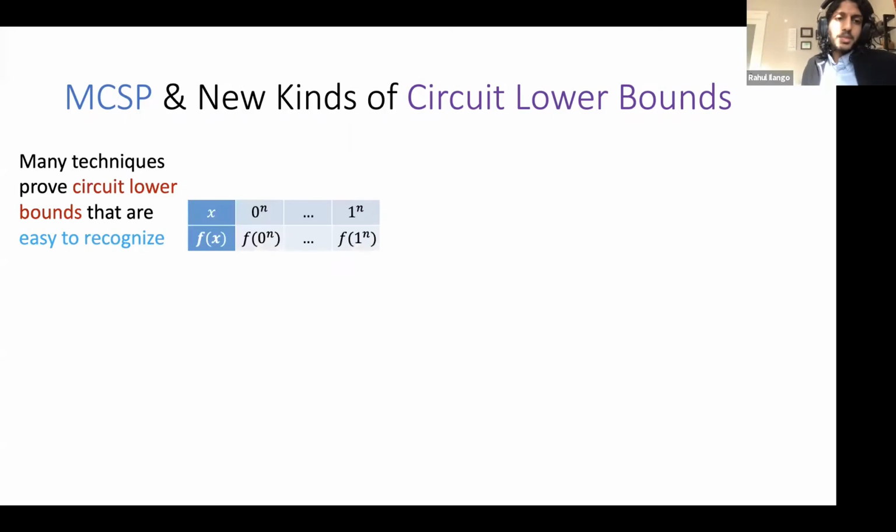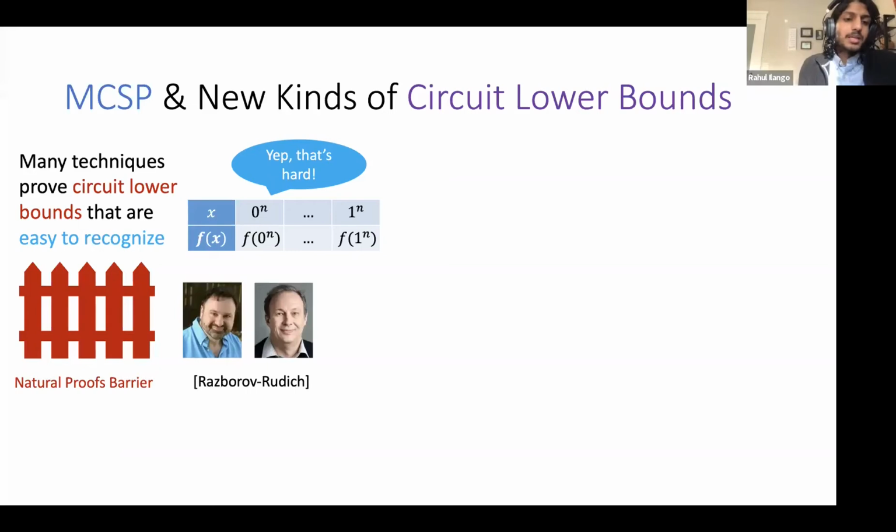And what do I mean by that? I mean that when you look at the truth table of the function, you're able to tell, oh, okay, this is a function to which the circuit lower bound applies, and that's going to be a hard function. So for example, if you're familiar with random restrictions, you can look at the truth table of a function and say, does this simplify under random restrictions or not? And if it doesn't, maybe it's a hard function. This is very closely related, but not exactly the same as the natural proofs barrier that Razborov and Rudich have. So there's a barrier against proving circuit lower bounds that involves the lower bounds being easy to recognize. And the relevance of this to MCSP is as follows.